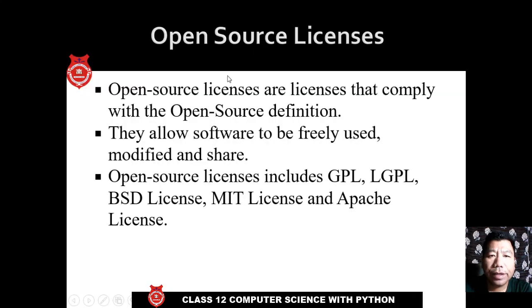So let's start. What are open source licenses? Open source licenses are the licenses that comply with the open source definition. They allow software to be freely used, modified, and shared.